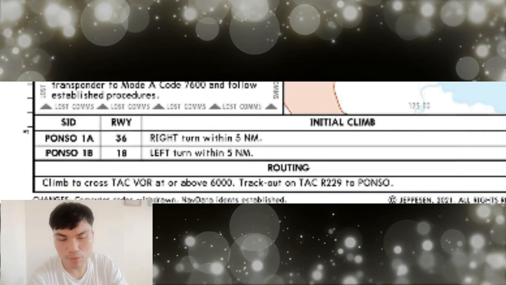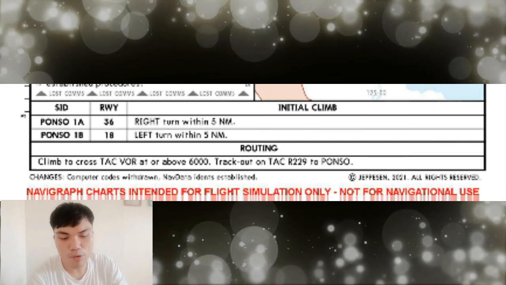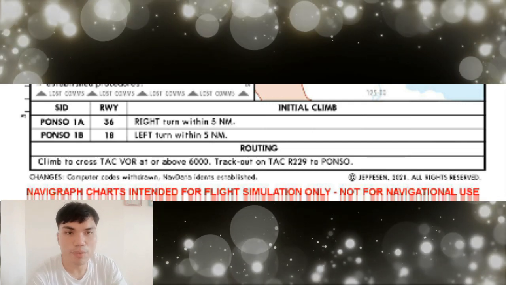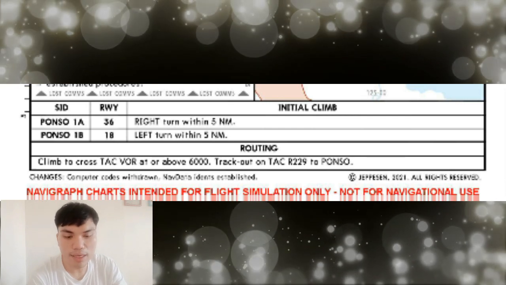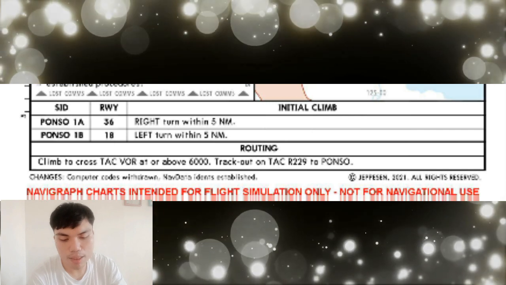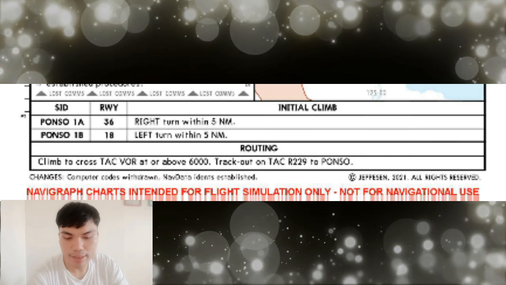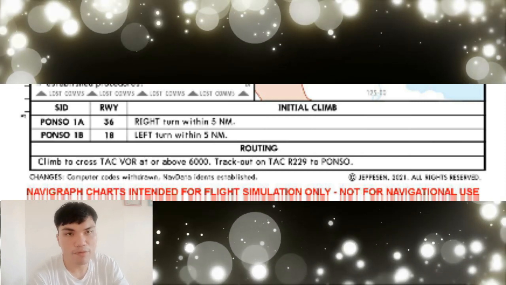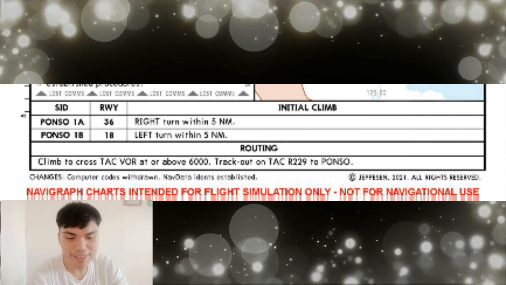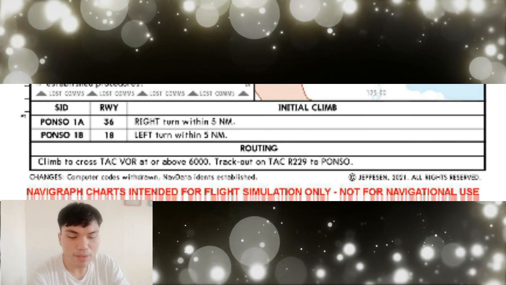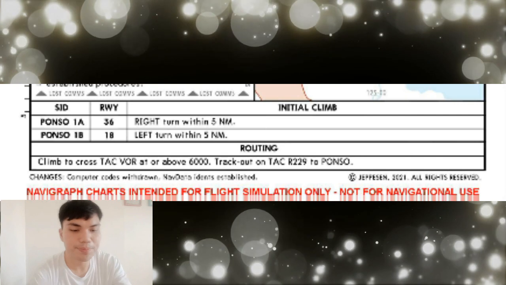SID Ponso 1 Alpha, runway 36, initial climb right turn within 5 nautical miles. Ponso 1 Bravo, runway 18, initial climb left turn within 5 nautical miles. Routing: climb to cross TAC VOR at or above 6,000, track out on TAC radial 229 to Ponso.